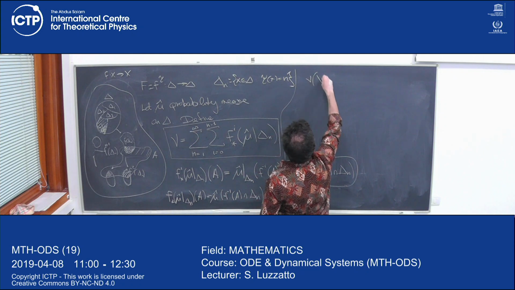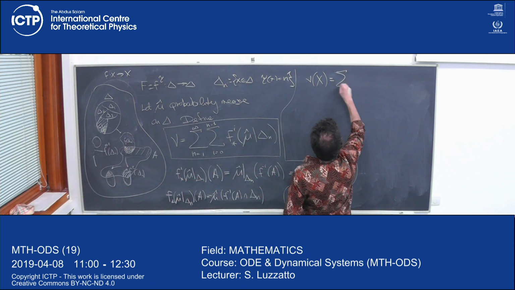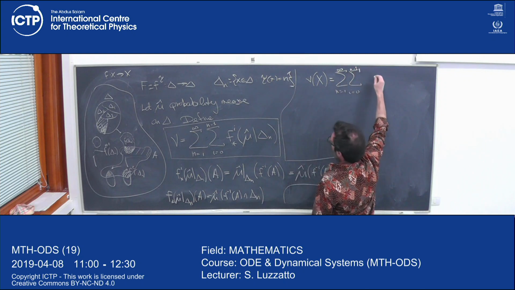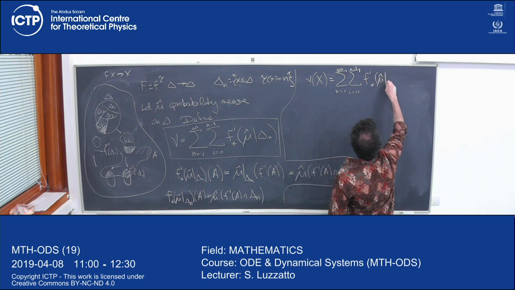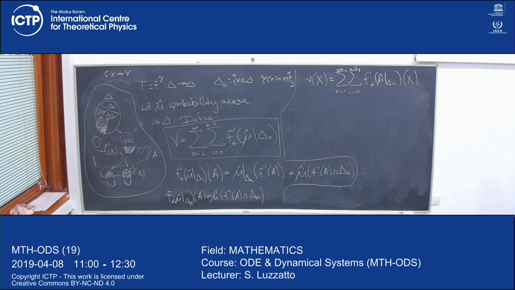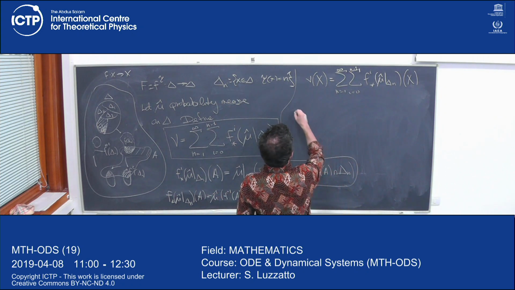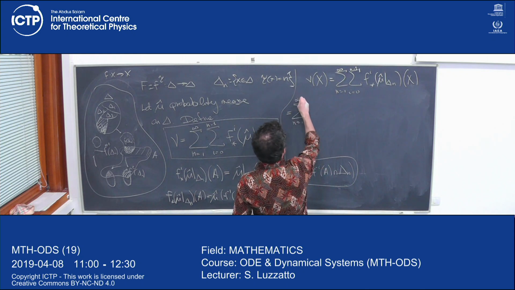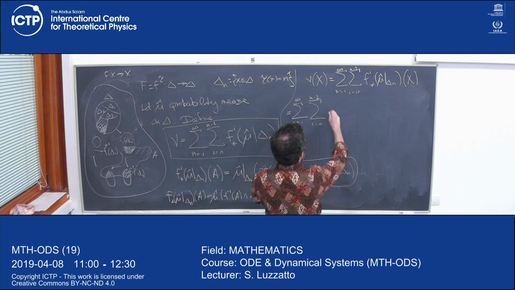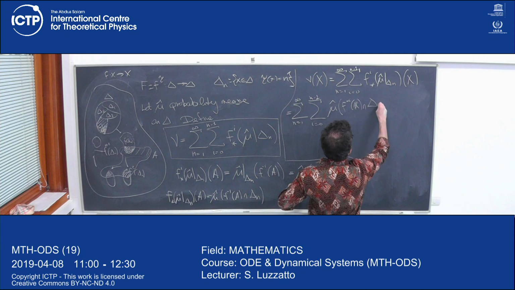Let's write nu of the whole space X and see what we get. So nu is equal to the sum n equals 1 to infinity of the sum i equals 0 to n minus 1 of f^i star mu hat restricted to delta n of the whole space. Using this here, this is equal to the sum n equals 1 to infinity of the sum i equals 0 to n minus 1 of mu hat of f minus i of X intersection delta n.